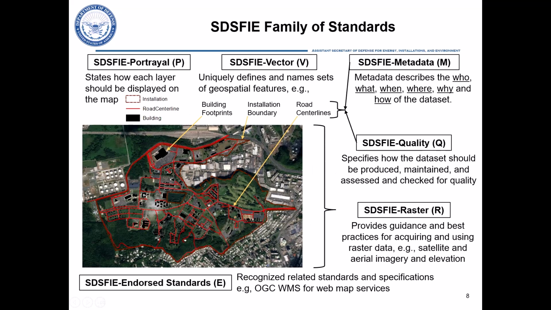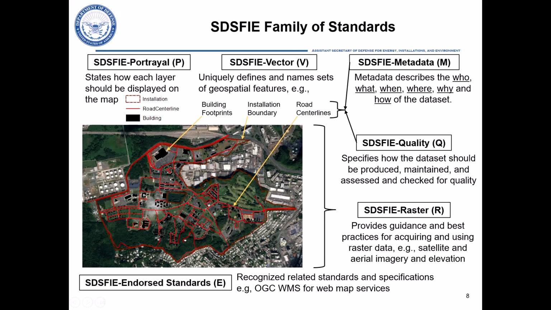The graphic shown here is a representation of how the SDSFIE family of standards relate to the geographic elements of mapped data, using the Fort Buchanan installation as an example location. Starting in the upper left, the portrayal, or P standard, shows how features on the ground are represented by varying point and line style, size and color, and polygon color and fill patterns. The vector, or V standard, on which we have spent most of our efforts, establishes a common vernacular for features, like buildings, boundaries, and roads, and attributes that describe those features.